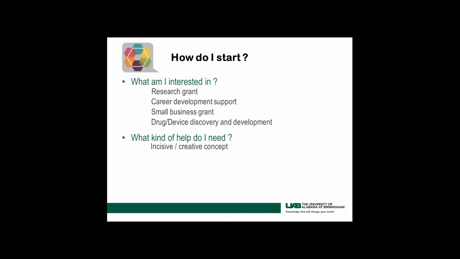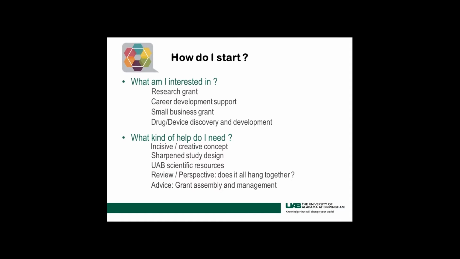What help do we need for these kinds of things, and what help can we get from the CCTS, from Research Commons? We can get help from those who work for Commons in making our concept more incisive or creative, sharpening our study design, getting access to or learning about UAB's scientific resources or the resources of our partner network institutions. We can get review and perspective, in other words, asking the question, does it all hang together once we have a proposal, at least in a nascent stage. We can get advice as to grant assembly and management, which are later stages, and we can get advice as to graphics and schematic representation, some of which David ably touched upon in his discussion related to building other resources.